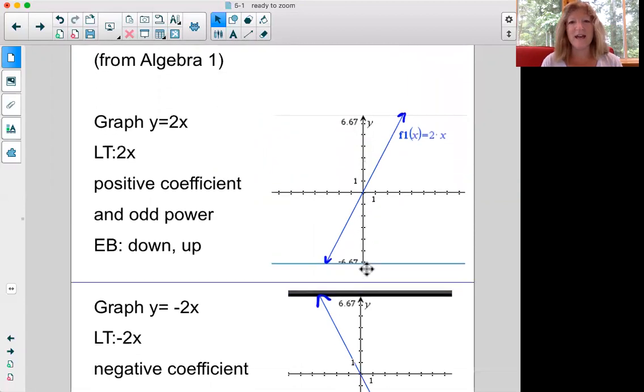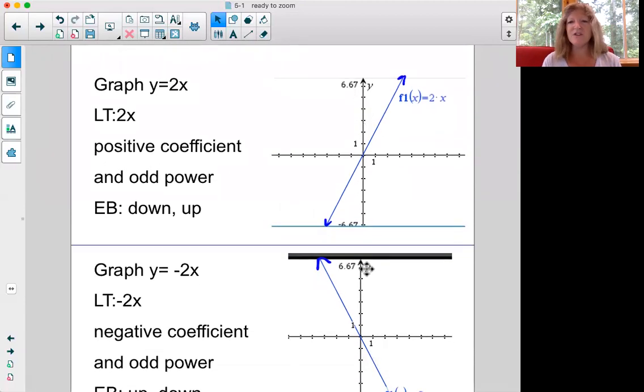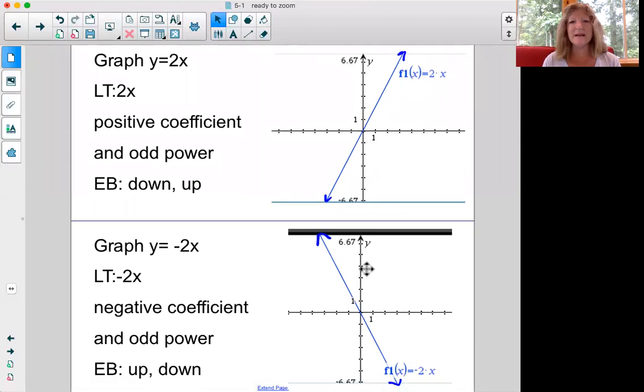If you forget that that's the rule, then just go back to the most basic odd degree function that you know. In Algebra 1, you learned about linear functions. And you realize, well, here the lead term is positive and the degree is 1, which is odd. So I know how to graph that line, and it goes down, up. And then you can remind yourself, oh, odd degree on my lead term, positive coefficient, down, up.